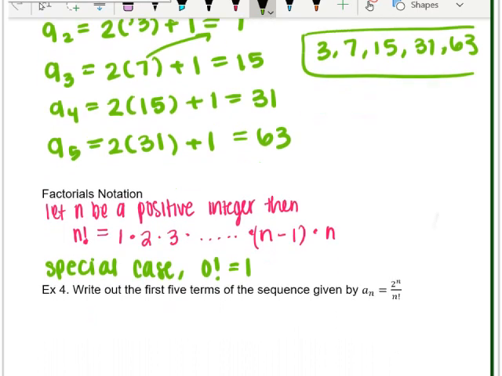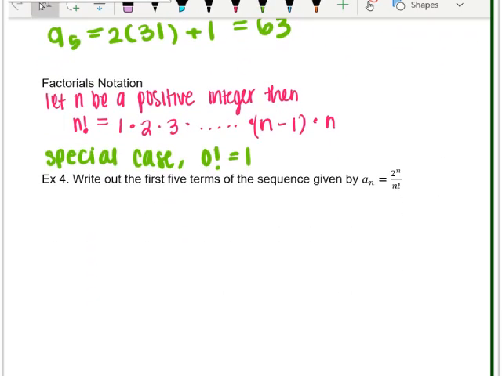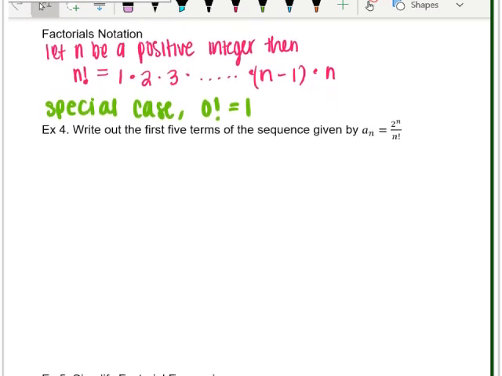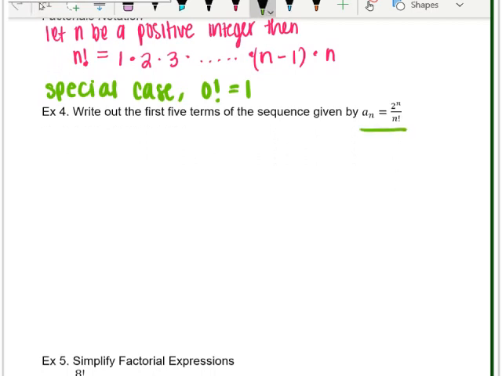Alright, the next thing is factorial notation. So let n be a positive integer, then n factorial is 1 times 2 times 3 up to n minus 1 times n, and then we have a special case, which is 0 factorial is equal to 1. Okay, so basically n factorial is just all the numbers multiplied up to that n. Okay, and then we're going to write out the first 5 terms of the sequence given by an is equal to this formula right here. So we're going to plug in 1, 2 to the 1 over 1 factorial.